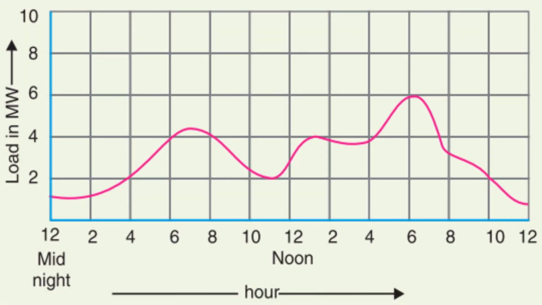In this slide we can see the daily load curve, and it shows you the load variations which have occurred in the day. For example, from this load curve you can see that the highest peak is around 6 p.m. You can say between 6 p.m. and 7 p.m. there is a highest peak of 6 megawatts. As you recall, this highest peak is called the maximum demand during this day.